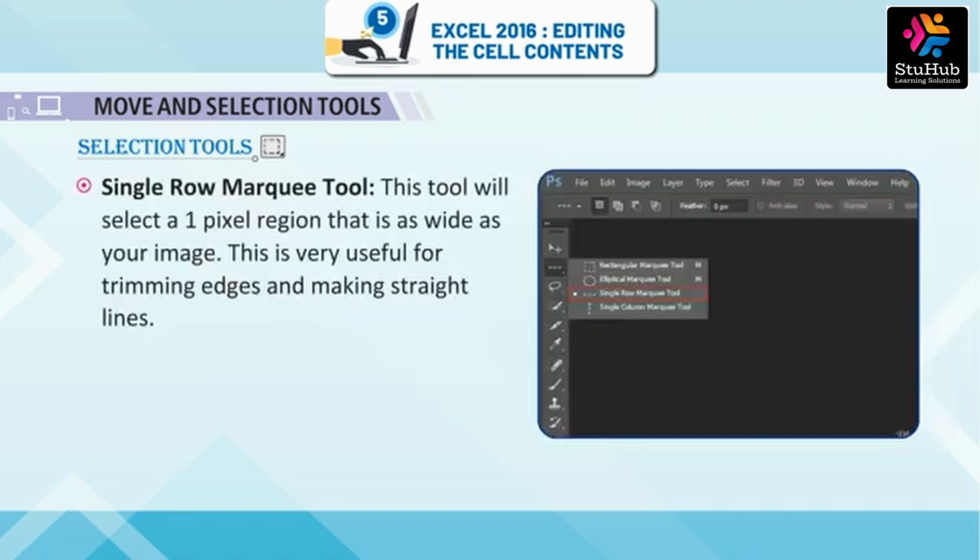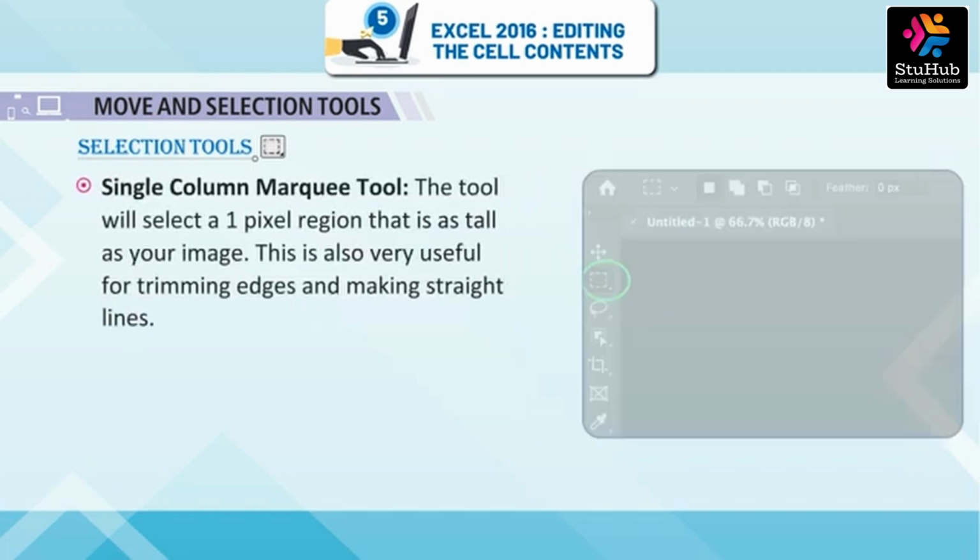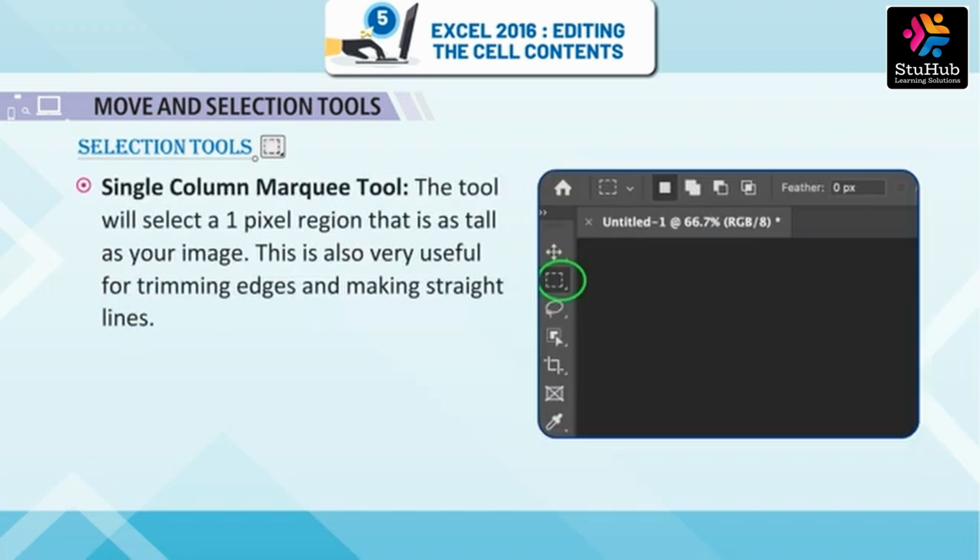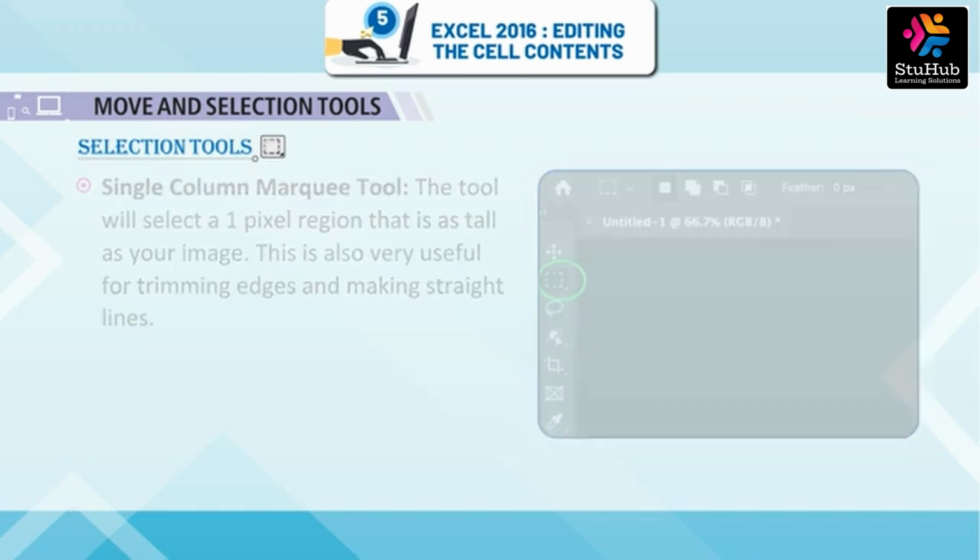Single row marquee tool. This tool will select a 1 pixel region that is as wide as your image. This is very useful for trimming edges and making straight lines. Single column marquee tool. The tool will select a 1 pixel region that is as tall as your image. This is also very useful for trimming edges and making straight lines.